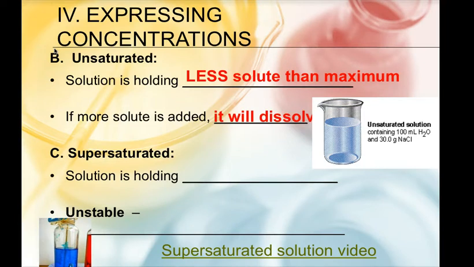And if more solute is added, it dissolves. So if you see a solution like this one on the right, and every time you add more sodium chloride, it still dissolves, you know it's unsaturated.